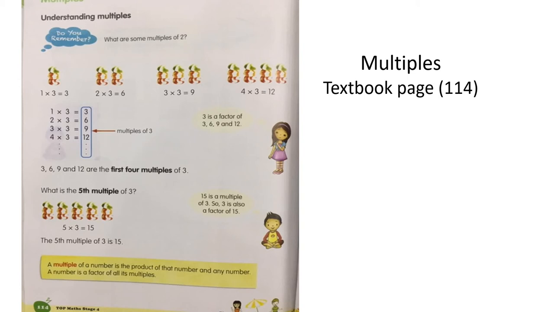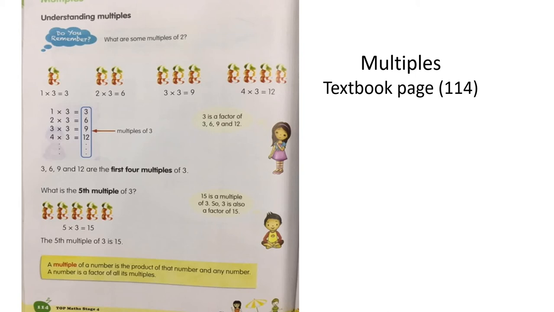So what's the meaning of a multiple of 3? A multiple of a number is the product of that number and any other number. So when you multiply 3 with any other number, you will have a multiple. A number is a factor of all its multiples. So 3 is a factor of all the multiples of 3, because you multiply 3 with another number. We call 3 and the other number factors, and we call the answer the multiple of 3.